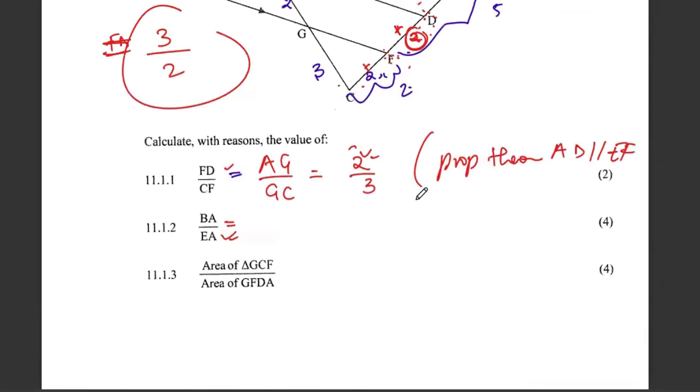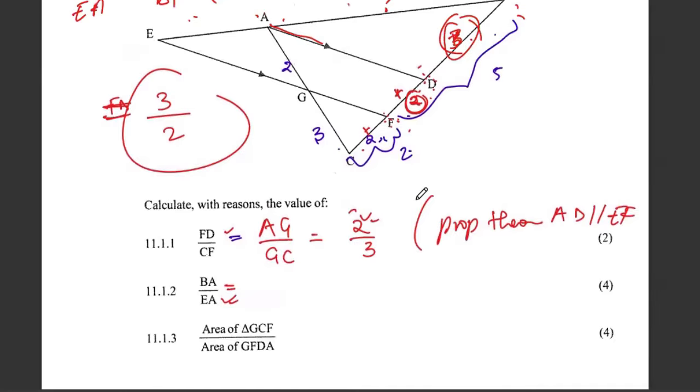And then next, talking about the area. Okay, the area of G is something. Was there an error with this paper? No error. They said area of triangle GFC, which is the triangle, and then the area of GFDA, which is this trapezium. Okay, area of that, and then the area of that.